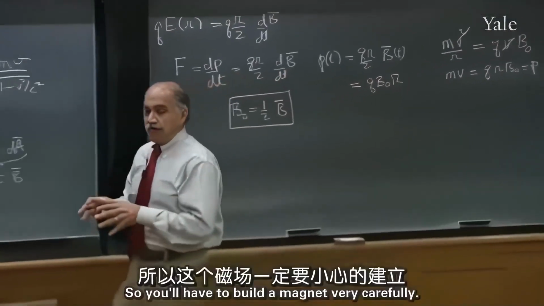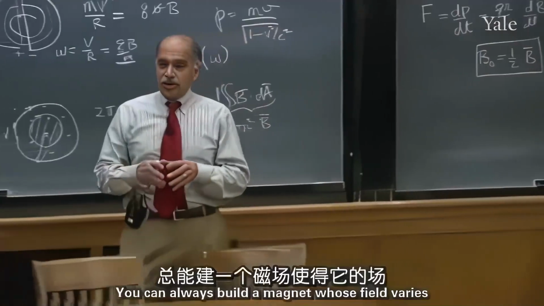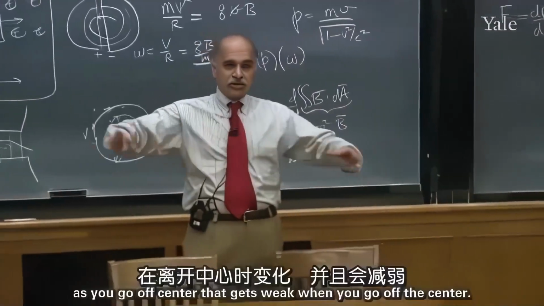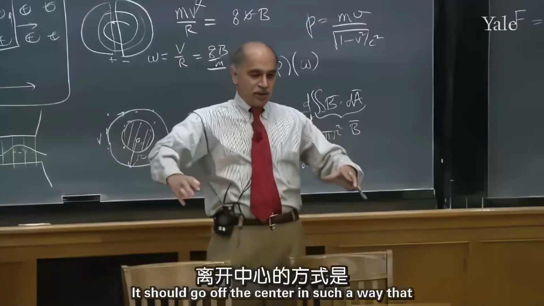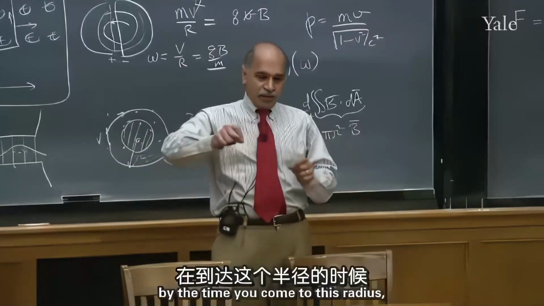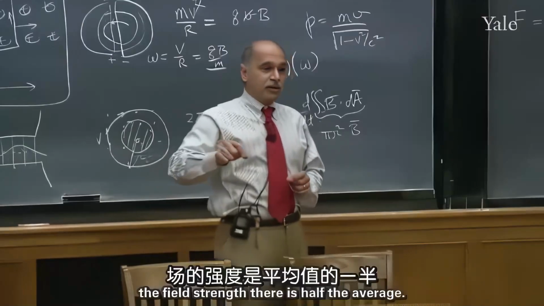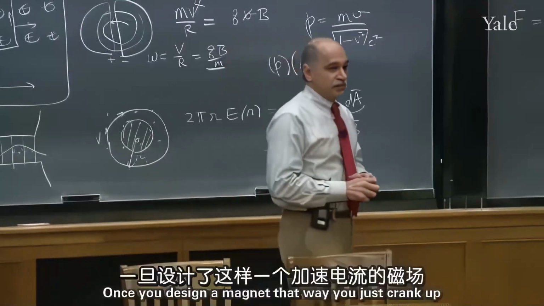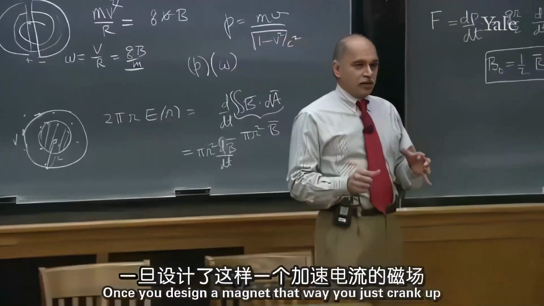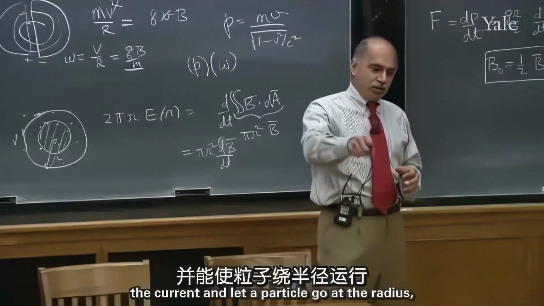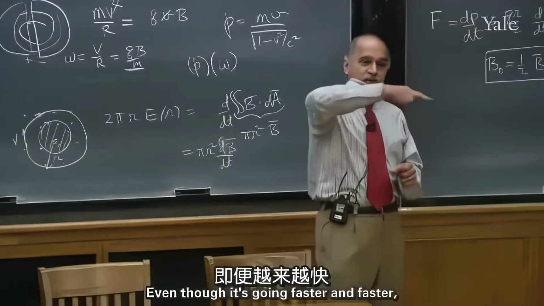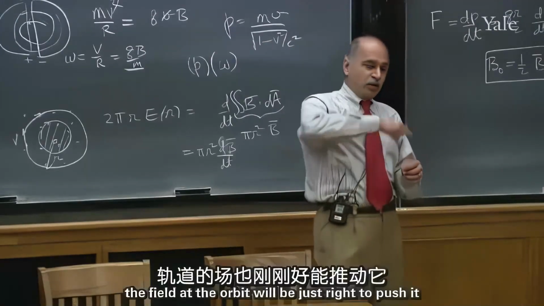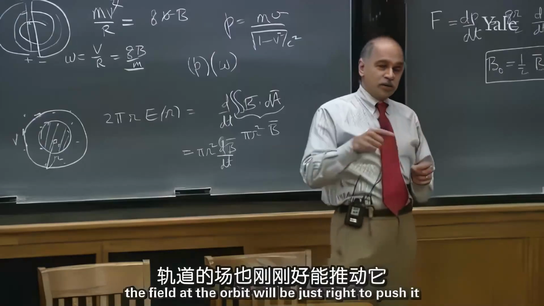So you'll have to build a magnet very carefully. You can always build a magnet whose field varies as you go off center, that gets weak when you go off the center. You should go off the center in such a way that by the time you come to this radius, the field strength there is 1/2 the average. Once you design a magnet that way, you just crank up the current and let a particle go at the radius, it'll pick up more and more and more speed. And even though it's going faster and faster, the field at the orbit will be just right to push it toward the center with the right amount.